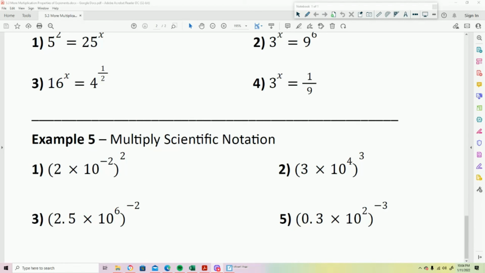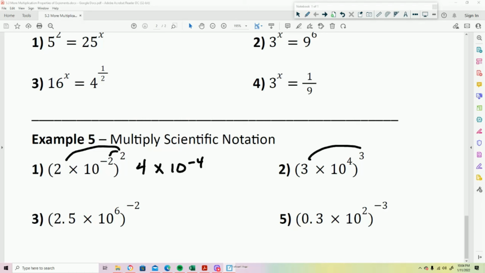Okay, last in this series, the 5th set of examples, we're going to do scientific notation. Again, we're going to distribute the 2, put the 2 on that and the 2 on that. That's going to give me 2 to the 2nd, which is 4. And then I multiply those exponents, I get -4. So it's times 10 to the -4. And that's a good answer, because that number is between 1 and 10.